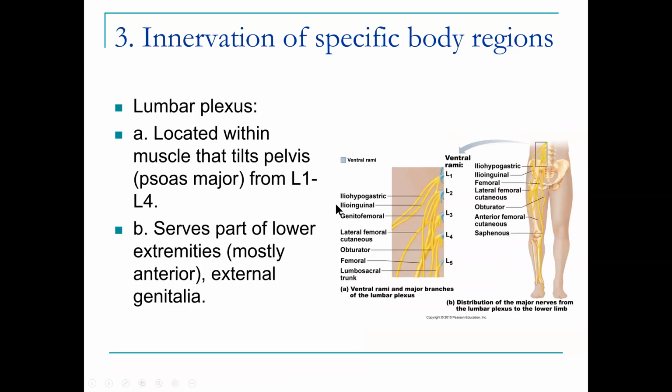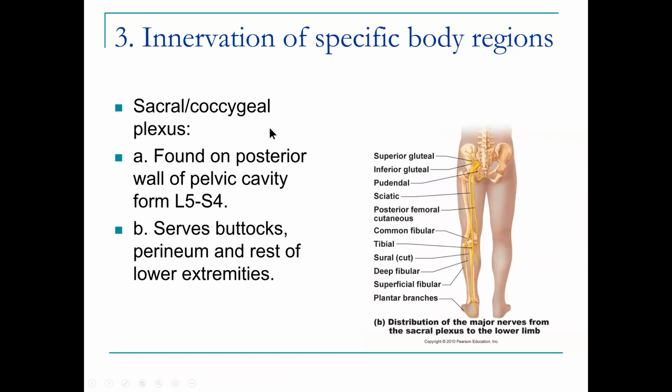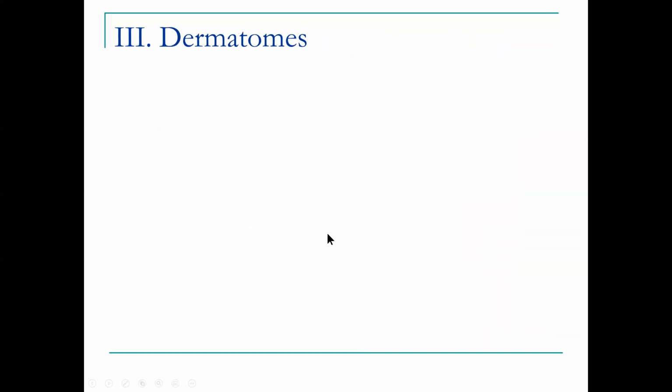For 2.5 years. Lumbar plexus, same type of thing. Multiple spinal nerves coalesce and then reform other nerves. Lower extremity, mostly anterior, external genitalia, and then the sacral coccygeal, found on the posterior wall, serves buttocks, perineum, and the rest of the lower extremity. When we talk about the caudal block, we're talking about blocking this area in the perineum, because that's where you might have to do an episiotomy or something.